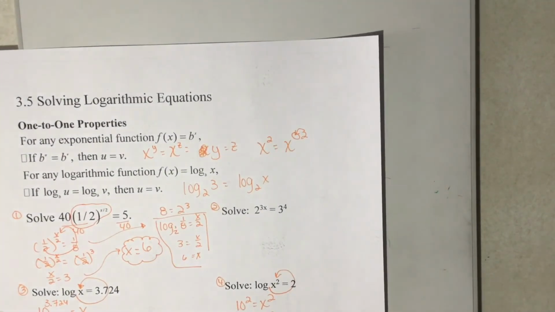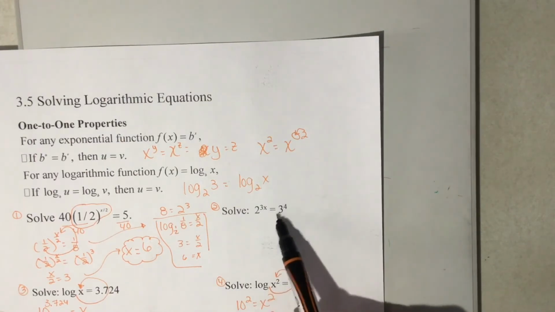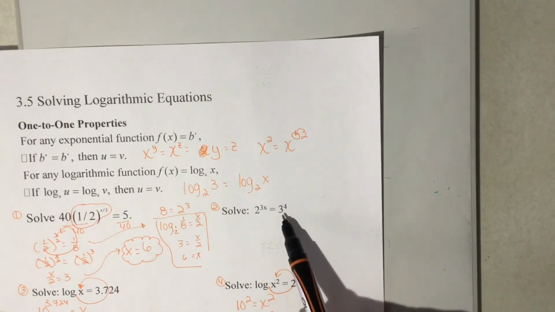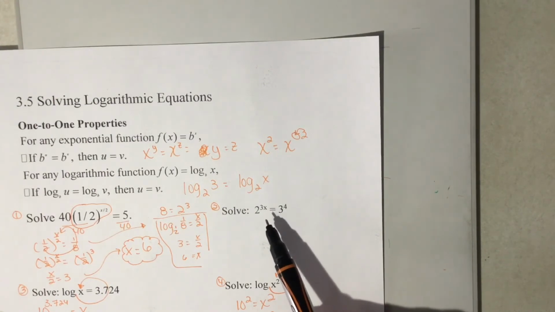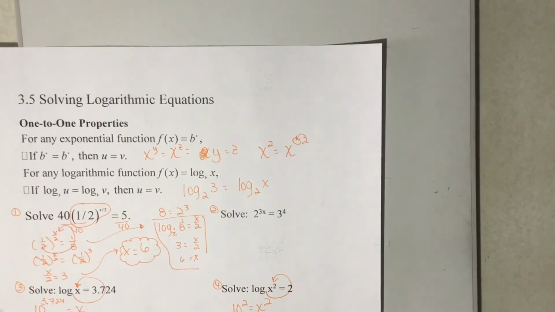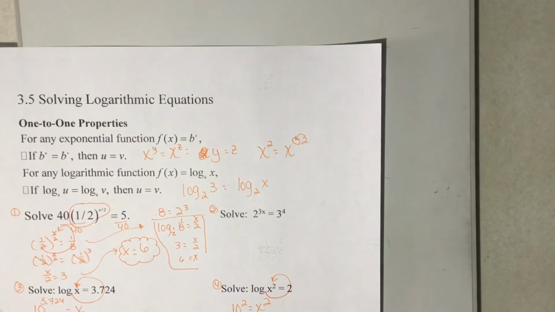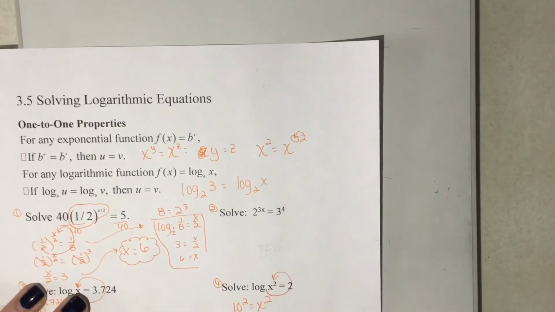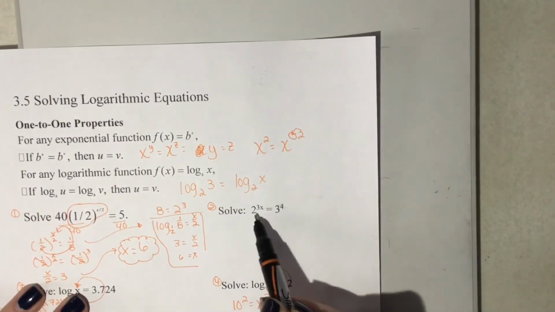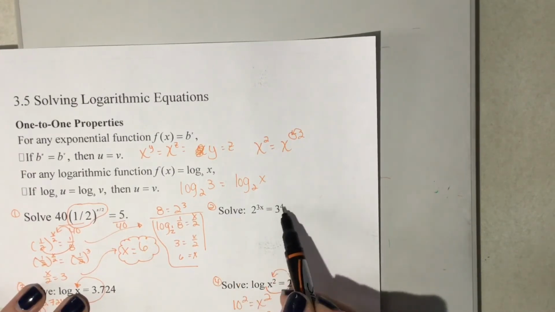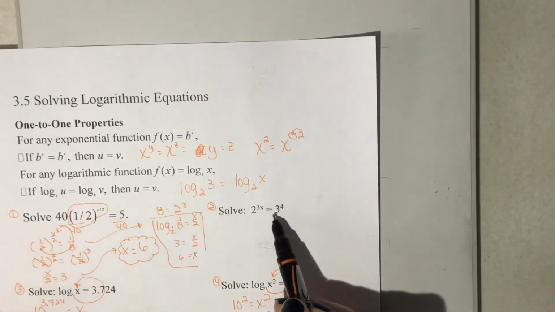Okay, number 2. Like I said, we're kind of going backwards here. 2 to the 3x equals 3 to the 4th. Say what? First question that you ask yourself: is this exponential? Is this logarithmic? It is exponential. Can I do anything with it the way it is? No. Meaning, can I take 2 to the 3x? No. Could I take 3 to the 4th? Well, I could do that. I'm not sure it's going to get me anywhere, but I could.